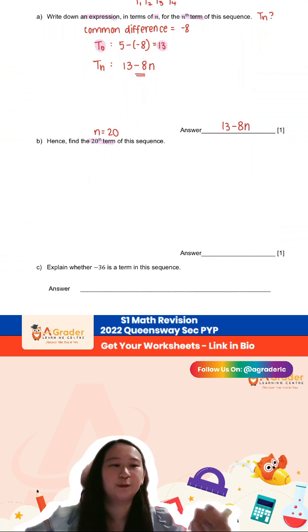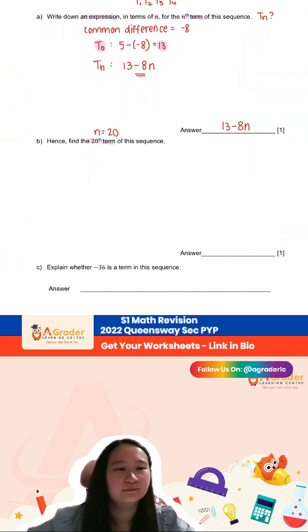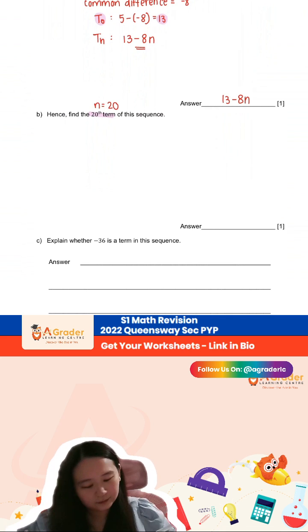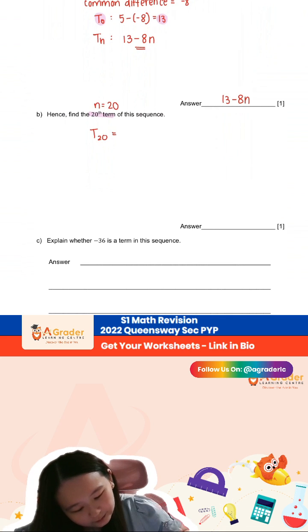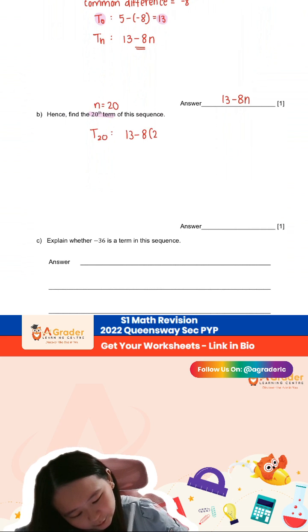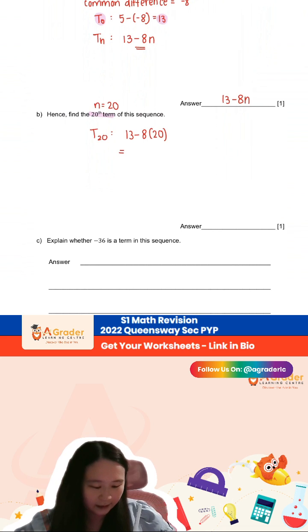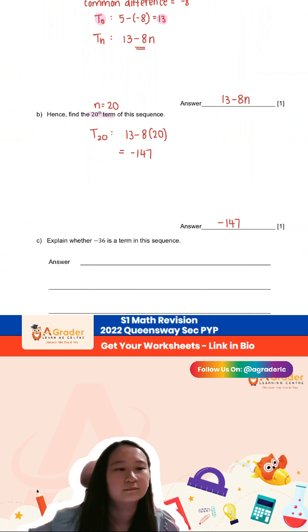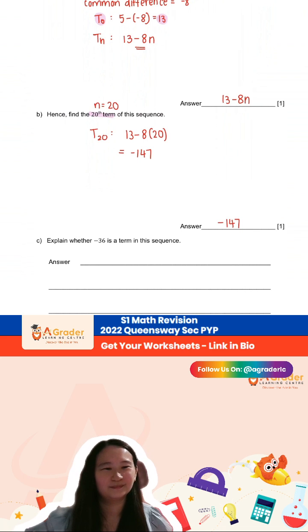This is for G3. Okay? So for part B, we need to find T20. So we take 13 minus 8 times 20. You get -147. Okay?